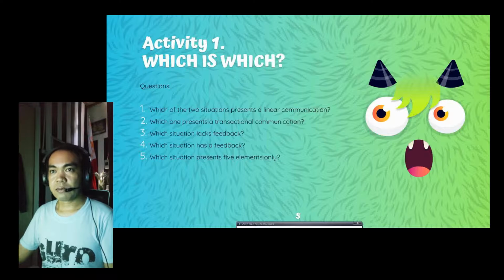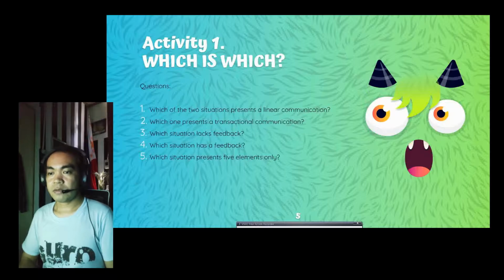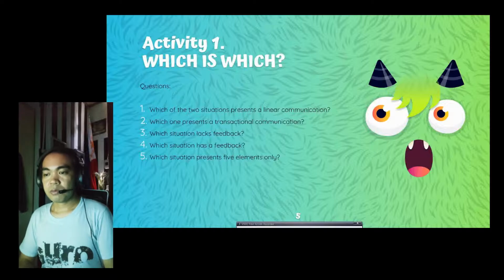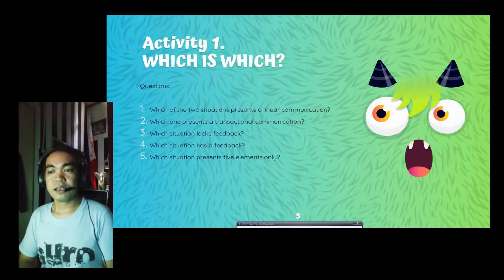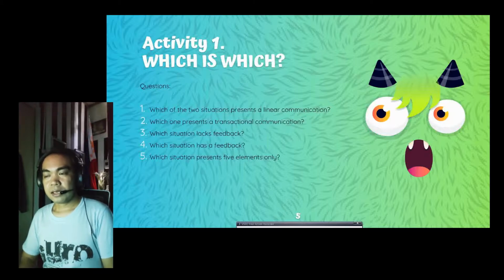So we have already talked about the elements of communication in our last module, first week. Okay, and we know that there are more than just 5 elements. However, if we look back into the scenarios presented earlier, one of them was able to present only 5 elements, and most probably this one which presents the 5 elements is the same situation that lacks feedback. And since it lacks feedback, then there is only one way communication. That same situation would also be the only linear communication among the examples.